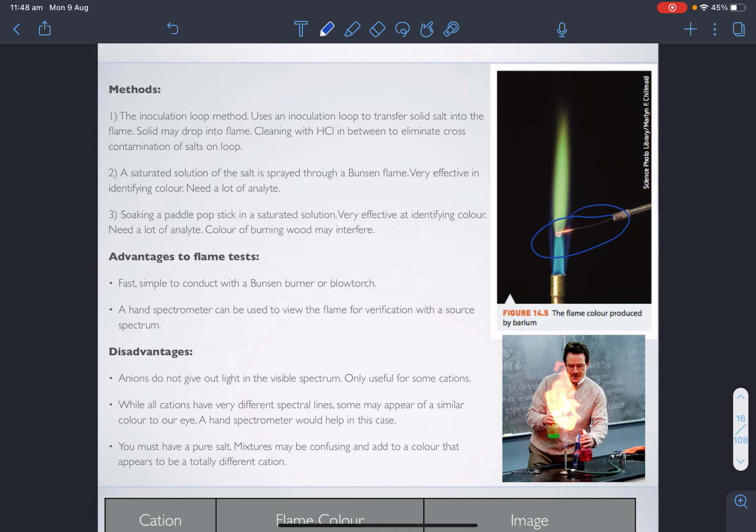Another way you could do it is a saturated solution of the salt is sprayed through the flame. That works quite well. It's very effective in identifying the color. You need a lot of the salt though. Another way you can do it is soaking a paddle pop stick in a saturated solution of that salt. It's very effective for identifying the color.